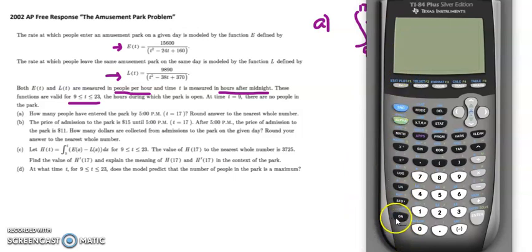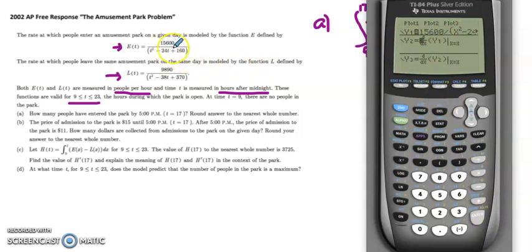We're going to turn it on, first of all. I'm going to go to y equals, and I'm going to clear out what's in here, and I'm going to type in the E of t function, so 15,600 divided by, make sure you put your entire denominator in parentheses. So we'll use x squared minus 24x plus 160. And notice I am using x because the graphing screen won't take a t.